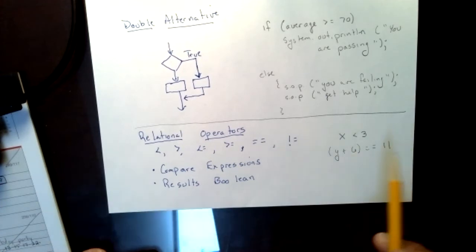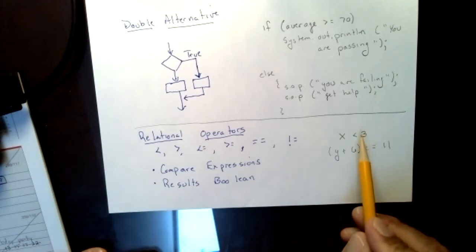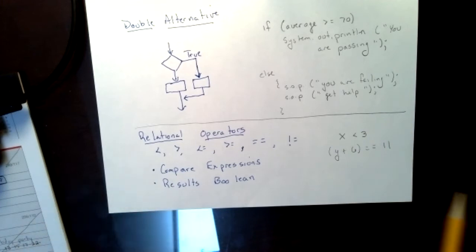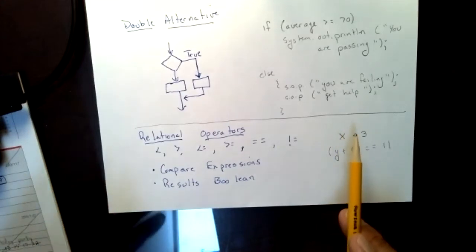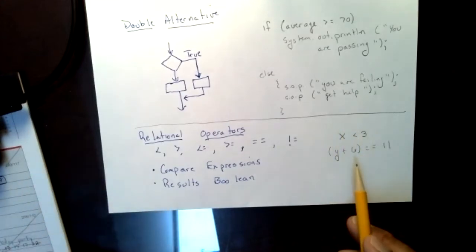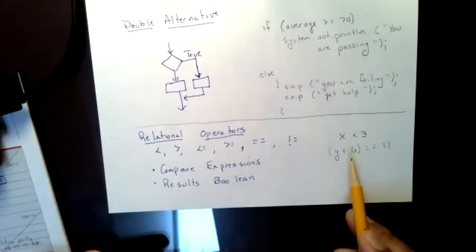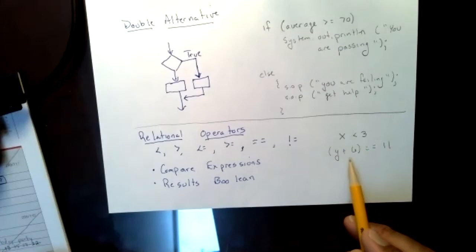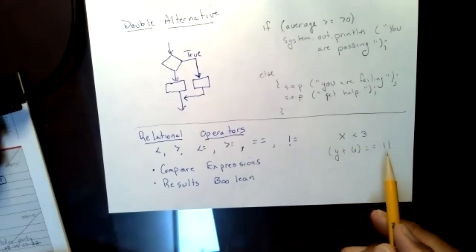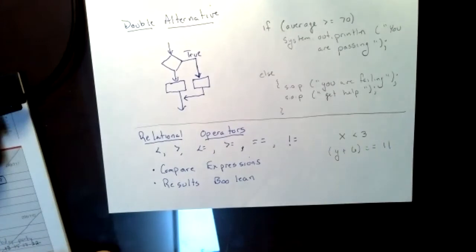Well, what are examples of expressions? 3 is an expression. Boom, done. X is an expression, even though it's just a variable. Y plus 6 is an expression. So examples here: X less than 3, Y plus 6 equal 11. Each one of these is going to result in a Boolean, giving me true or false.